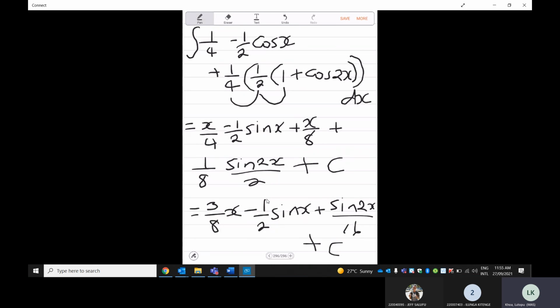Okay, so sometimes you will have to use the double angle decomposition more than once, but that is not a very big deal.